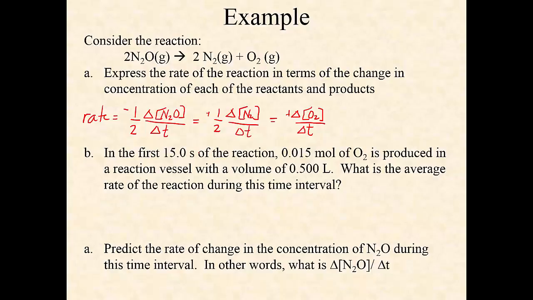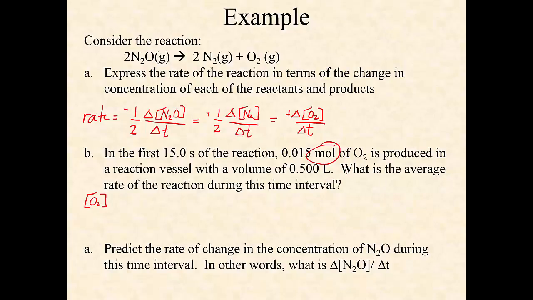Well, now we can get some numbers. In the first 15 seconds of the reaction, 0.015 moles of oxygen is produced with a volume of 0.5 liters. What is the average rate of the reaction during this time interval? If you need to pause it so you can write it down, do that. Okay, remember brackets mean concentration. This is given in moles. This is going to happen a lot this semester. You need to really pay attention.